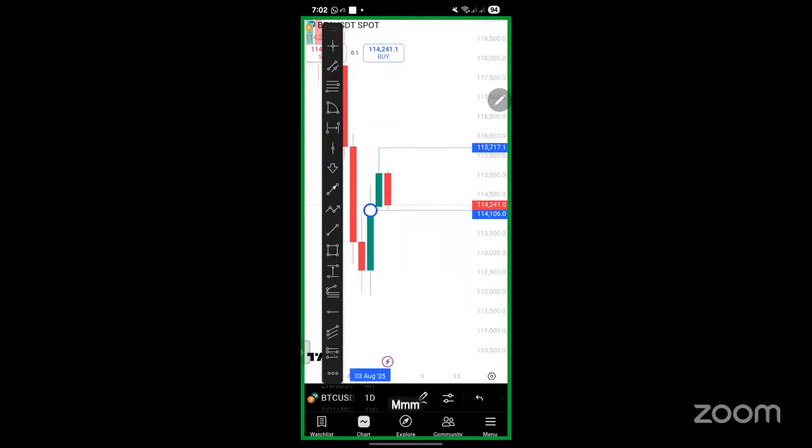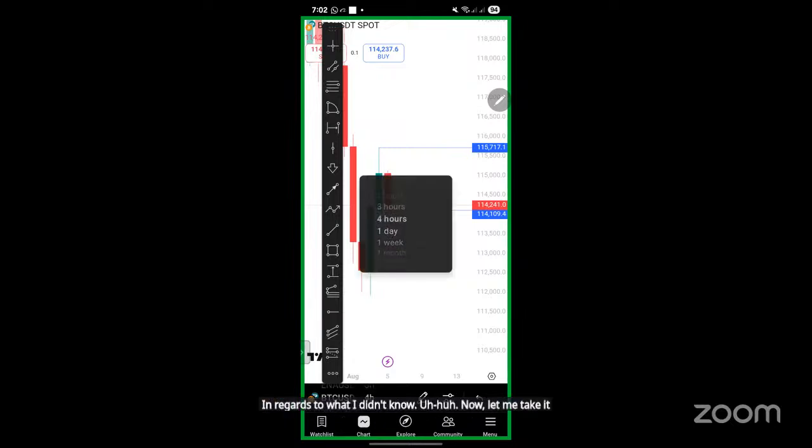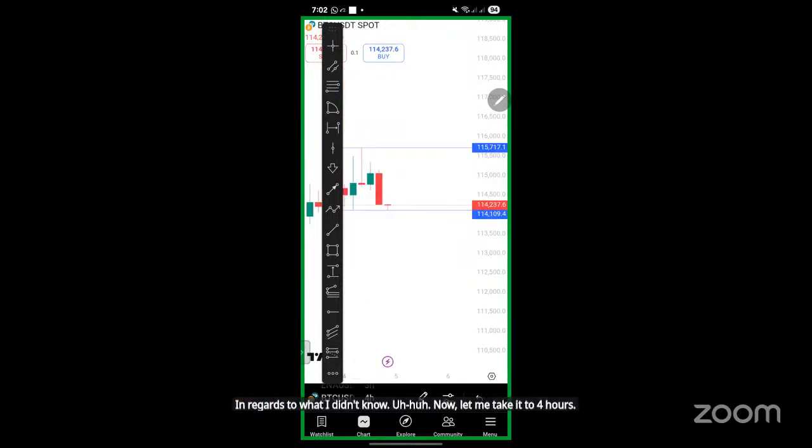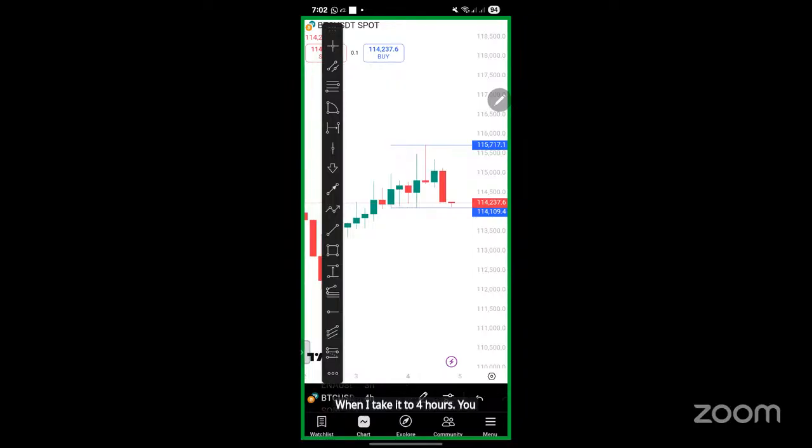I can see what I did now. Now let me take it to 4 hours. When I take it to 4 hours, you can see, this was our first candle.